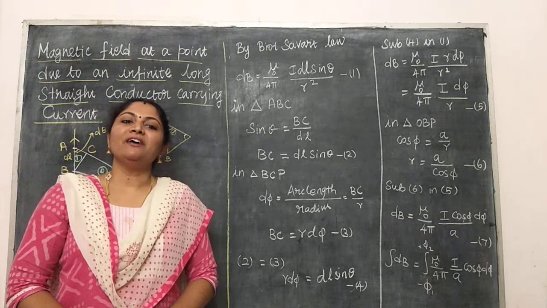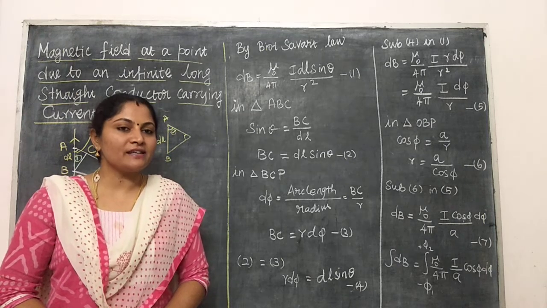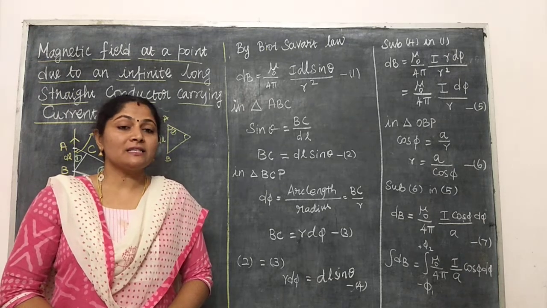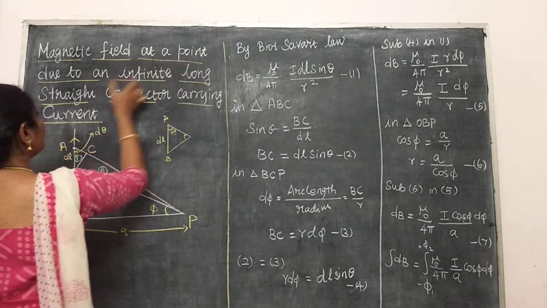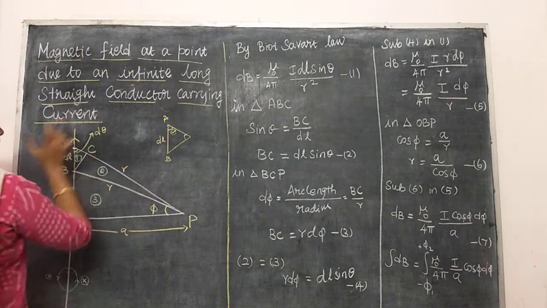Today we are going to discuss the magnetic field produced in the surrounding of a straight current carrying conductor. That is a special case. So see here, magnetic field at a point due to an infinite long straight conductor carrying current.